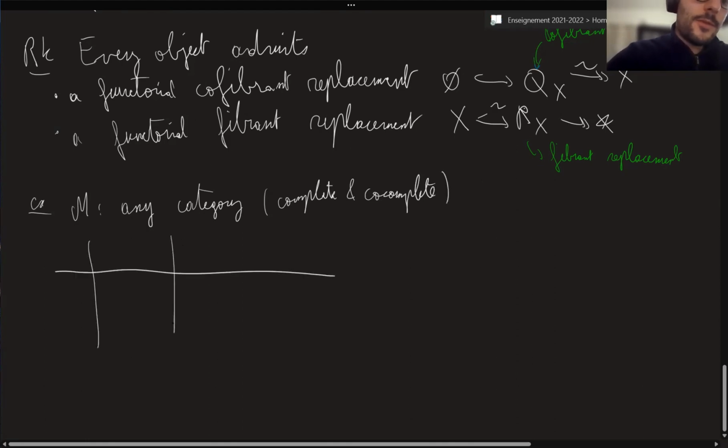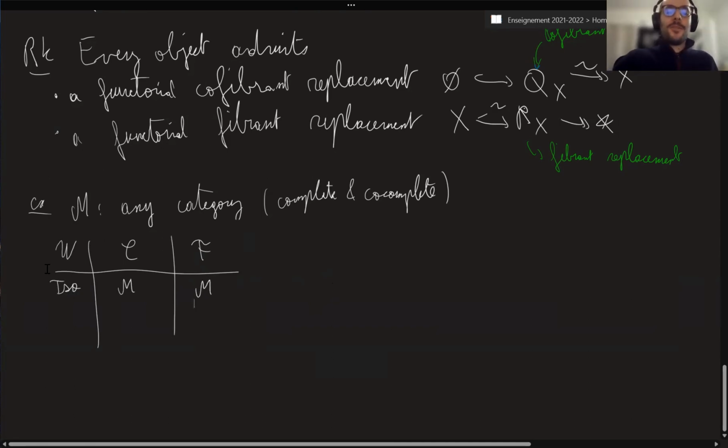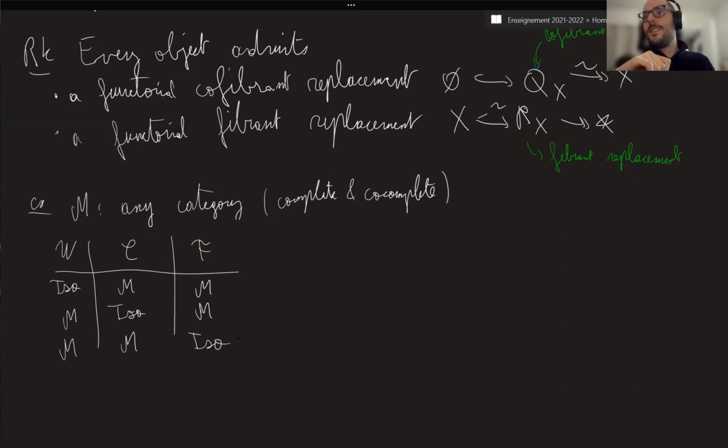So you have several choices. These are not interesting examples of model categories, I want to be clear. This is a kind of trivial example. For weak equivalences, you can take all isomorphisms. For cofibrations, you take everyone. And for fibrations, you take everyone. Or you can do this, or you can do this. It's a small exercise to check that this is a model structure. As I said, it's not an interesting model structure, but it's one regardless.